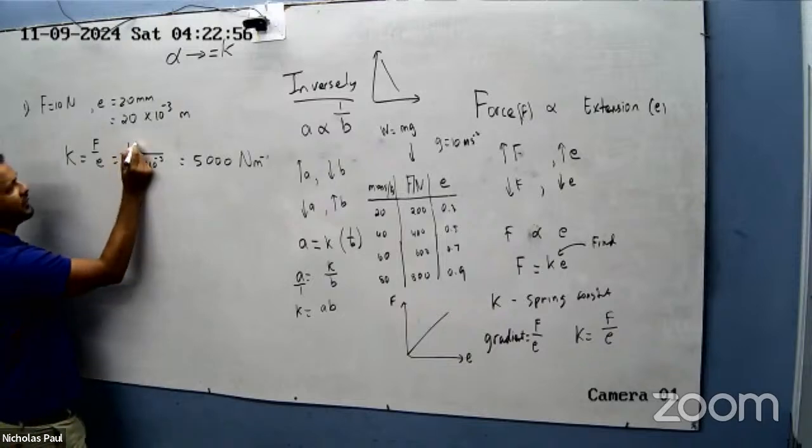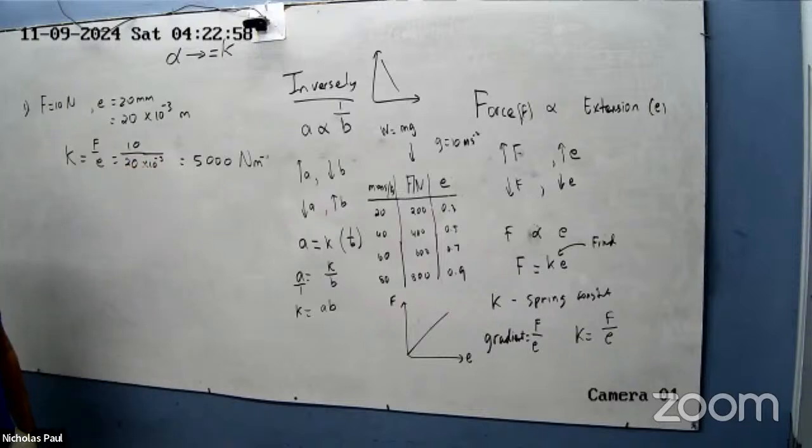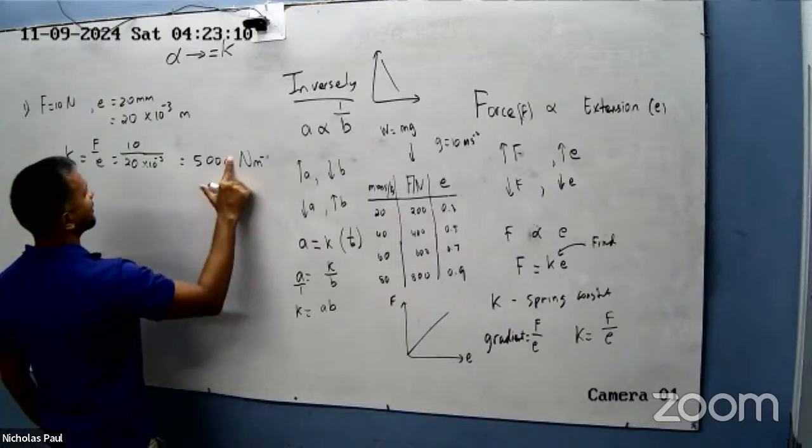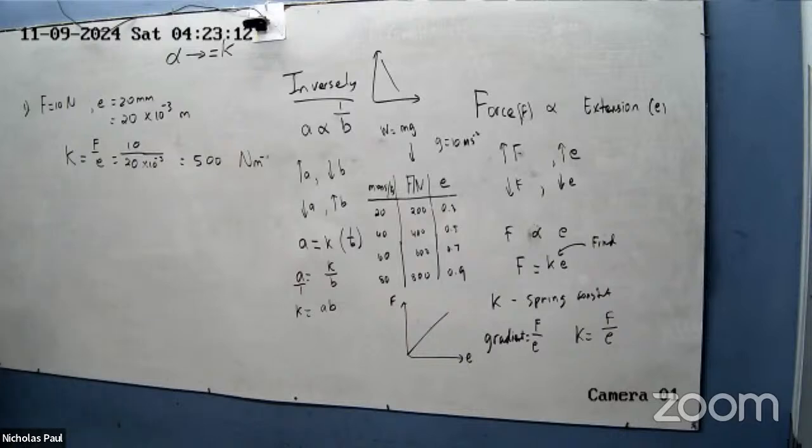So the force is 10, but it's the same thing, right? That's all. 500. Okay, check it back. 500. I thought it was 5. All right, yes, 0.5 divided by 10. Okay, yeah, it's 500. It's 0.5.